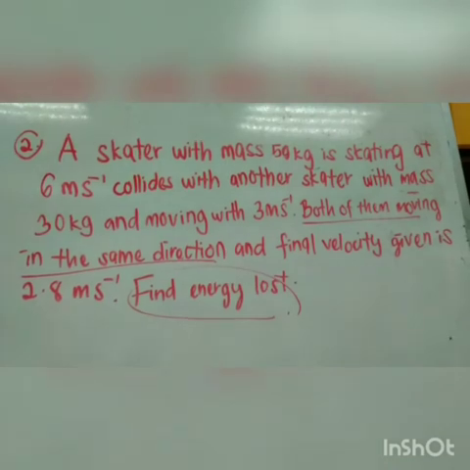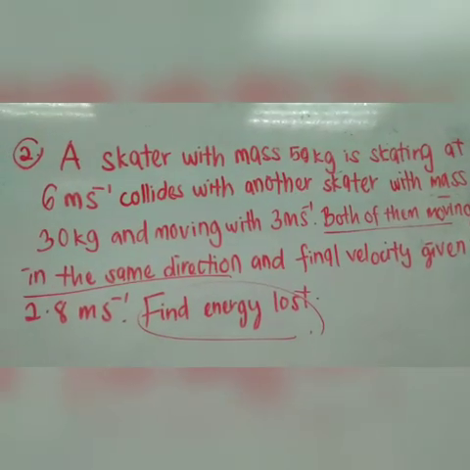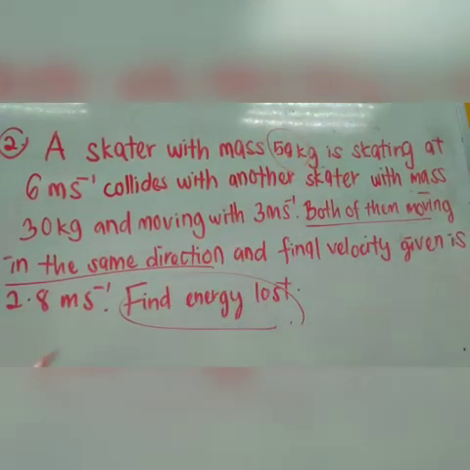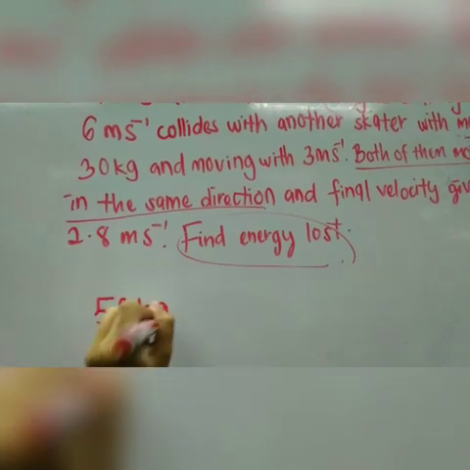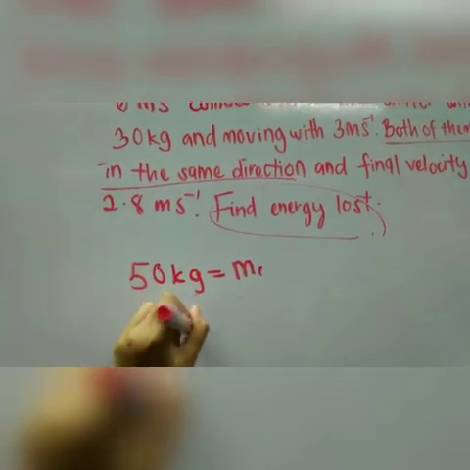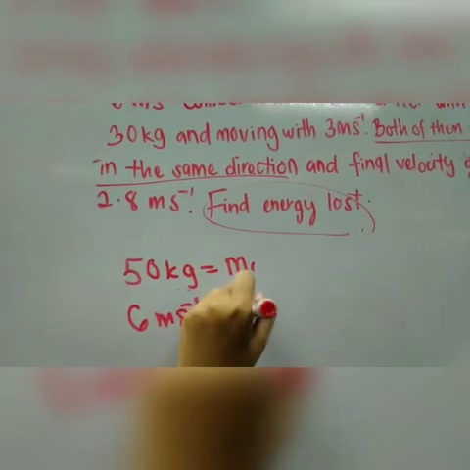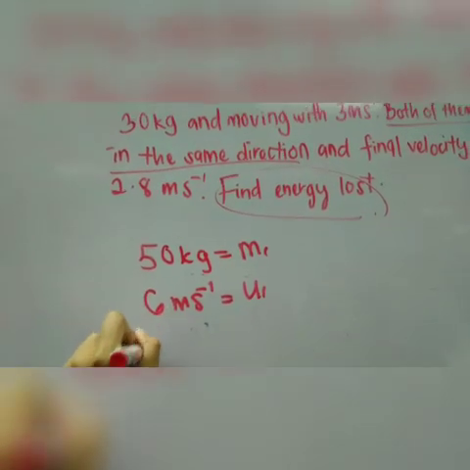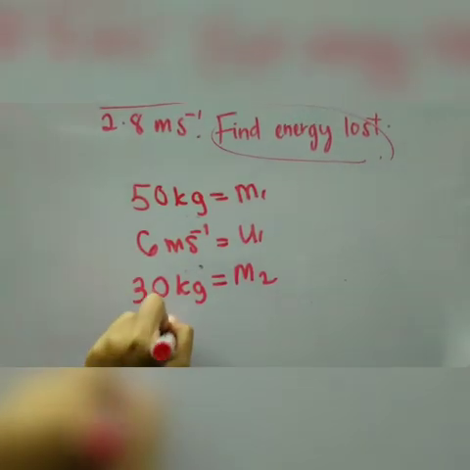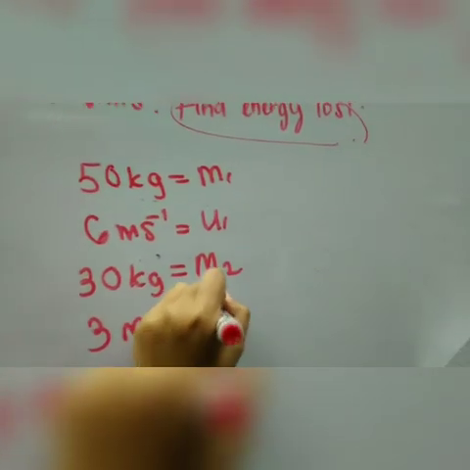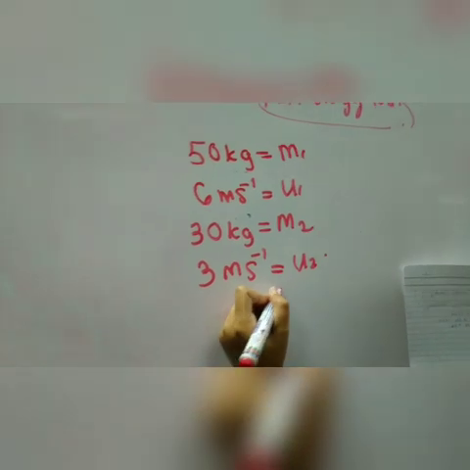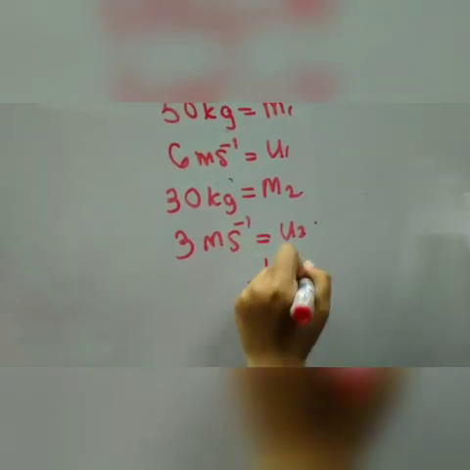First, we identify the information that was given. 50 kilogram is equal to m1 and 6 meter per second is u1. Next, 30 kilogram equals m2 and 3 meter per second is u2. Because we want to find the energy loss, we use the equations of inelastic collisions.